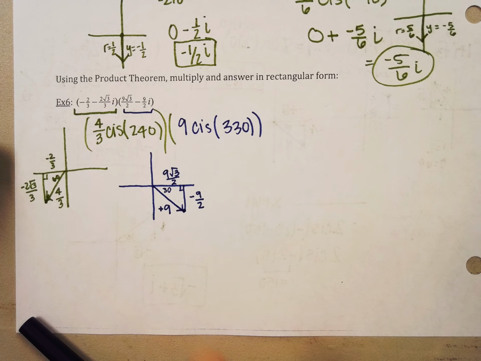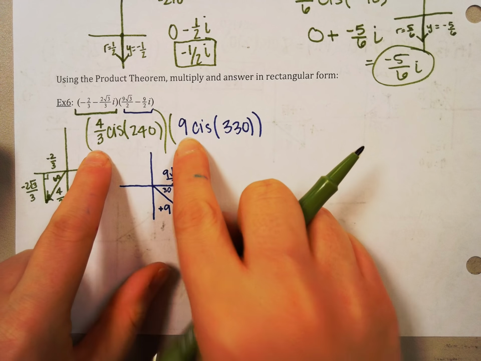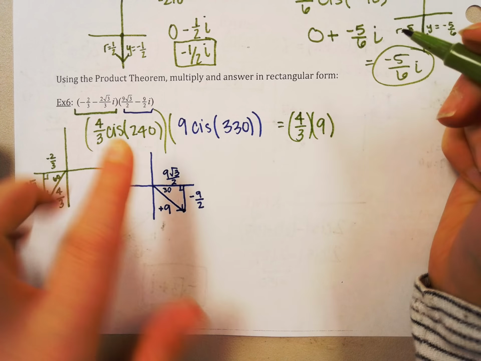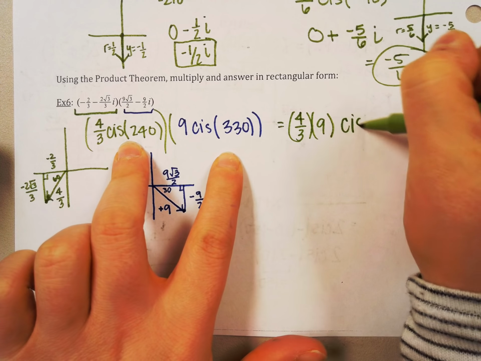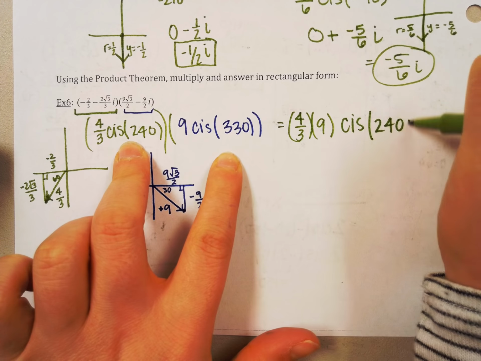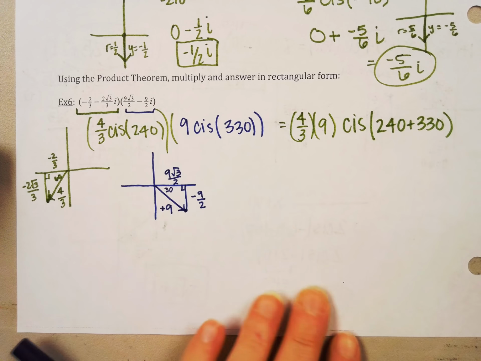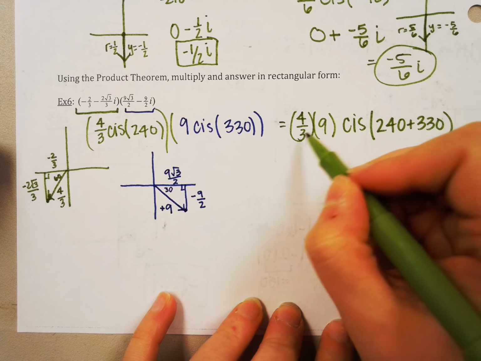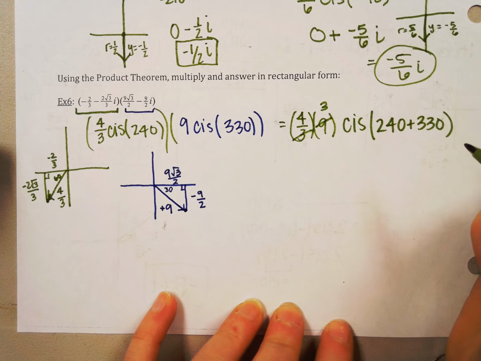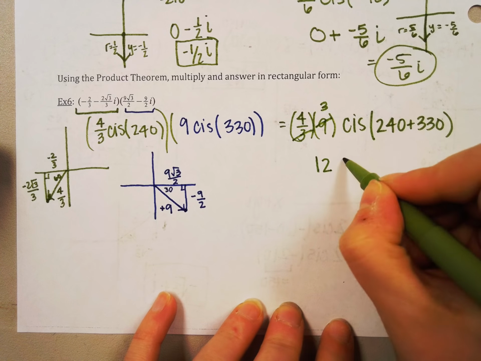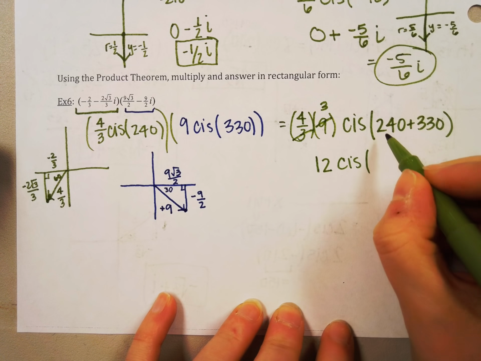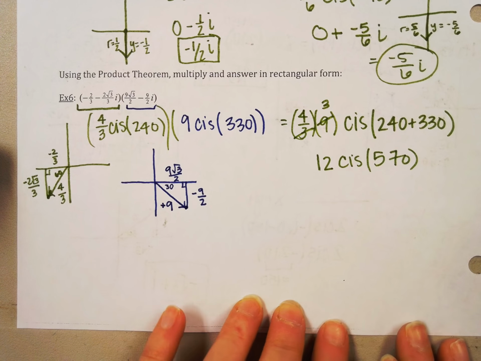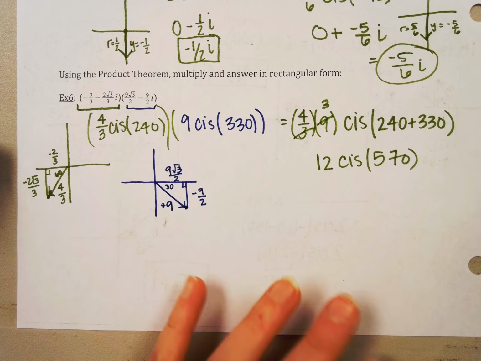Okay, product rule tells us we are going to multiply our two numbers here. So we have 4/3 times 9, and then we're going to add our angles. So we put them together in one, 240 plus 330. So we'll reduce this, 4/3 times 9, so it can cancel out a 3, and I'd have 12. When I add these together, I'll have 570, which I don't like to deal with, so I'm going to come up with the coterminal angle.